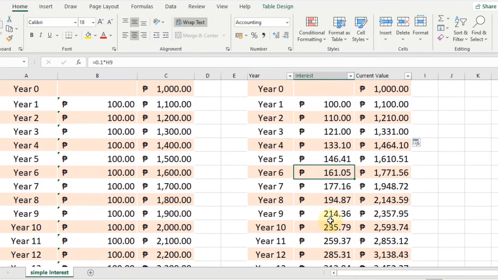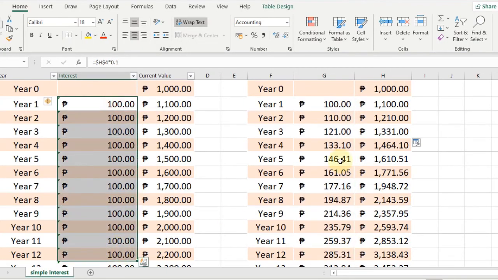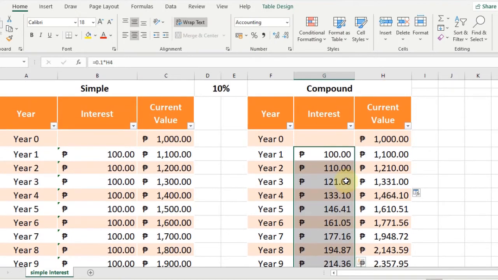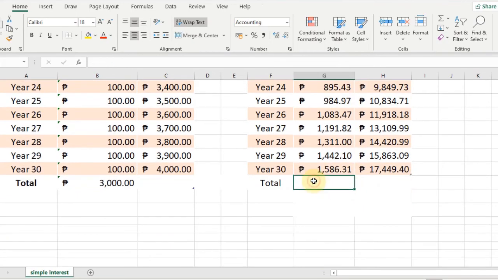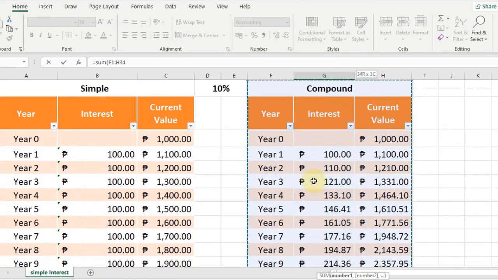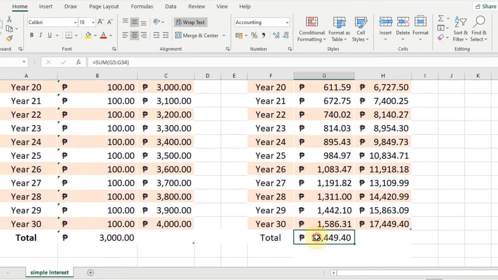So as you can see here, your interest also gets higher and higher as compared with your simple interest, because for compound interest, you are also getting the interest of the interest that you earned in the previous year. Is that clear? All right, so as you can see here now, let us get the total interest over 30 years. So that's now big.